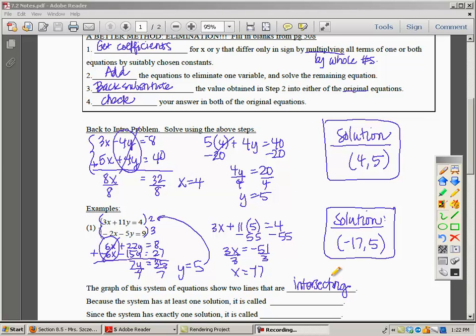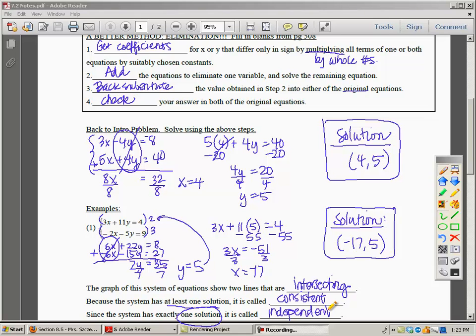Because there is a solution, at least one solution, we say that our system is consistent. And basically, you're going to define it as either consistent or inconsistent. You got a solution or you didn't. But if you have a solution, you have to talk about how many. Because there's exactly one solution, we have to say our system is independent.